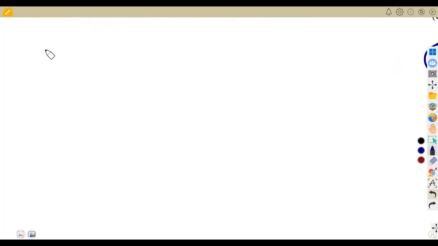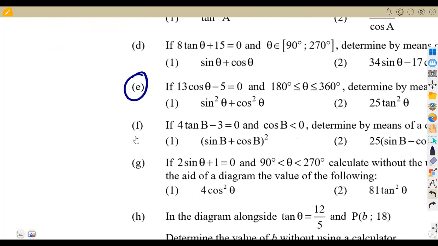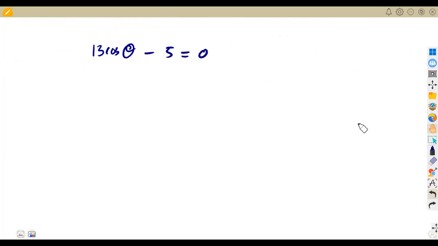That is 13 cosine of theta minus 5 is equal to 0, like that. Then we also have our theta from 180 to 360. So our theta is taken from 180 degrees to 360 degrees.